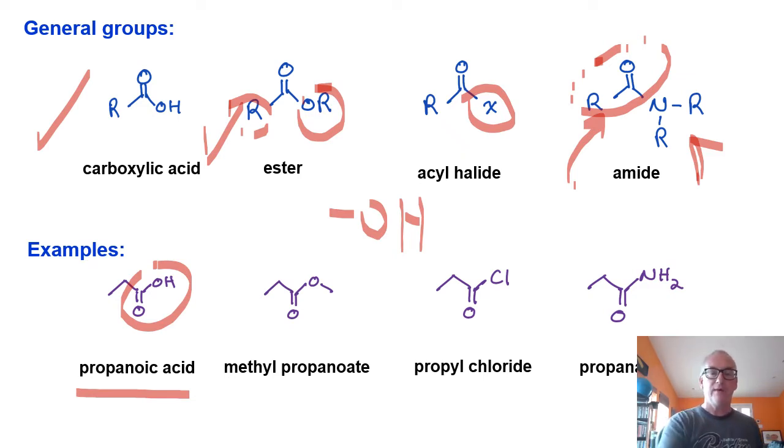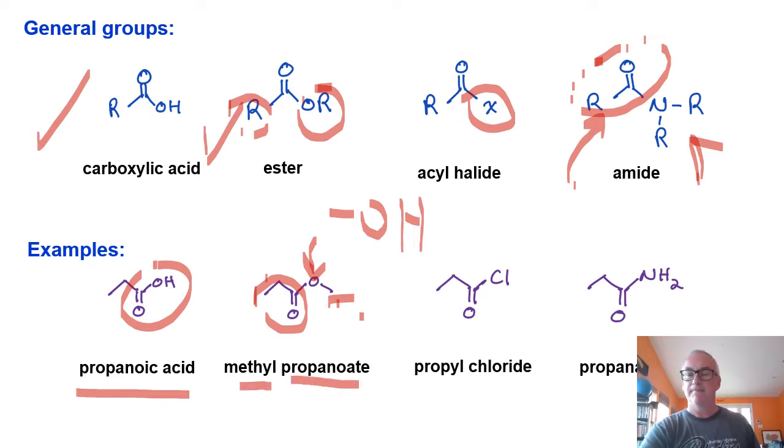And then up here we have propanoic acid again. This time it's reacted with methanol because we have an oxygen and a single carbon attached to it. That would be methanol. So we give it the name methyl propanoate.